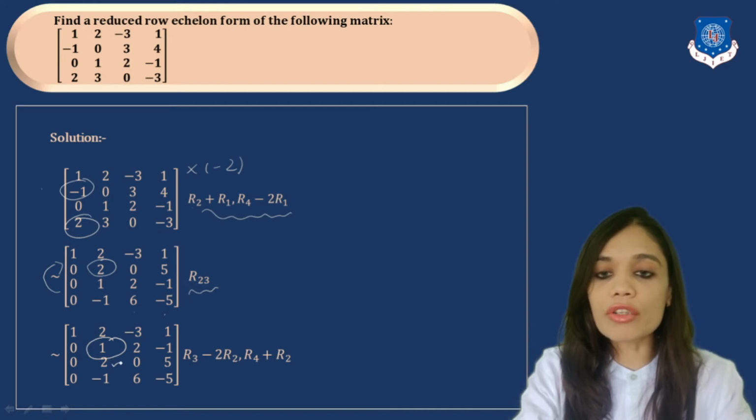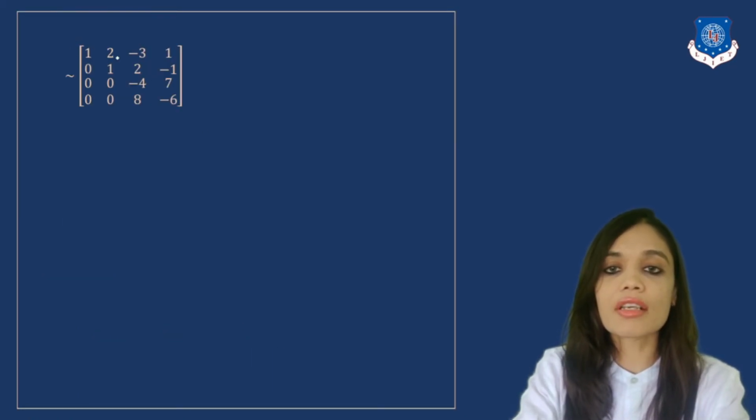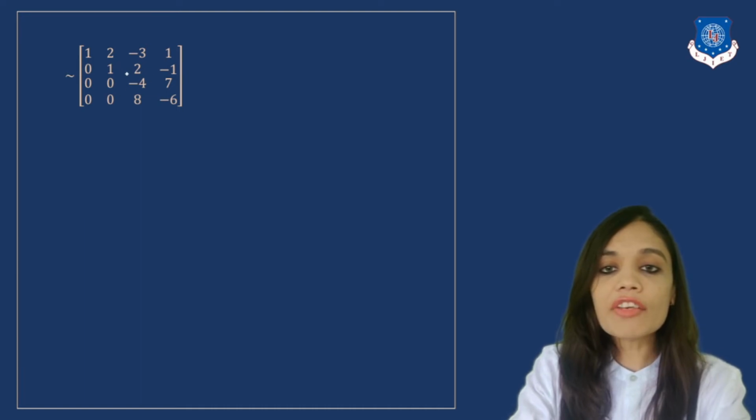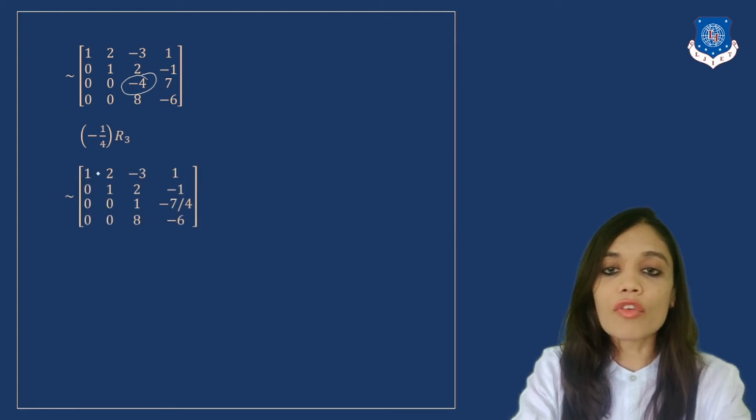So we need to form zeros at these two places, right? So we'll apply the following operations, that is R3 minus 2R2 and R4 plus R2. So you will get the following matrix. Okay. Now again we need to form leading one at this place. So which operation we'll do? Just take out 4 common. So you will get the following matrix, that is 1 2 -3 1, 0 1 2 -1, 0 0 1 -7/4, 0 0 8 -6, right?